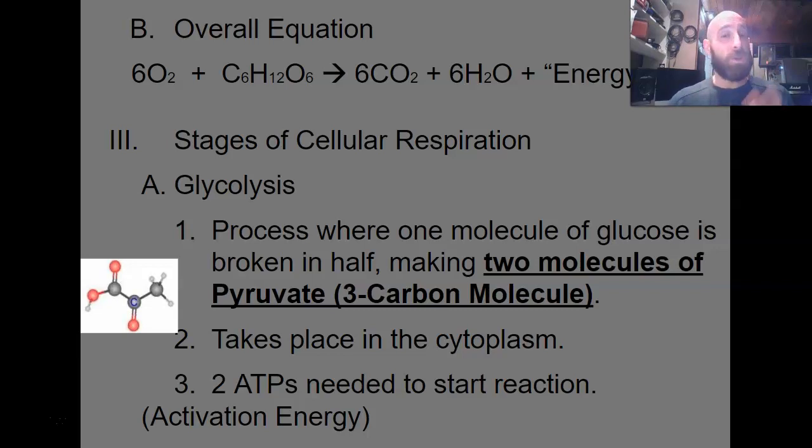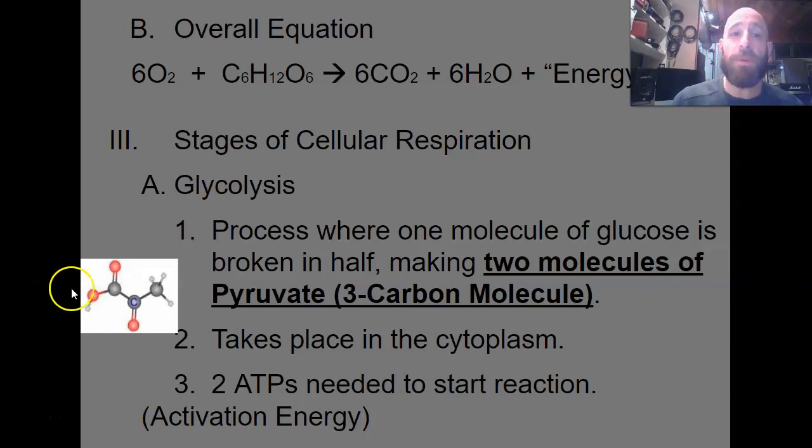So why does the sugar get broken down? Well, because this sugar then has to get used in the next step, which is inside the mitochondria. So in order for it to get into the mitochondria, it needs to be broken down into a smaller form, which is called pyruvic acid or pyruvate.